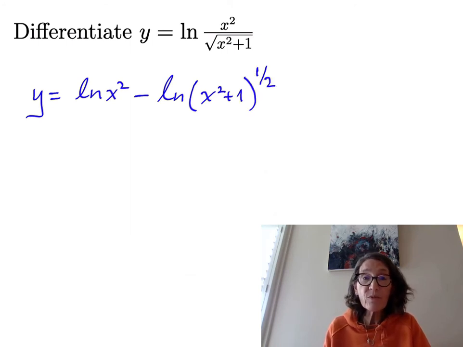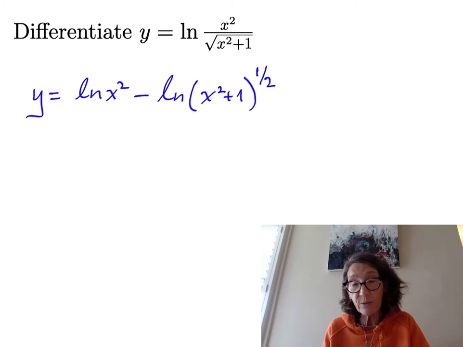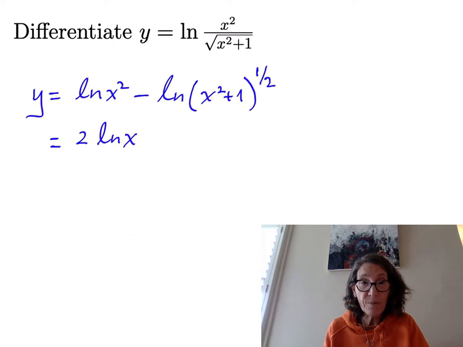So I'm rewriting the natural log of the quotient as the difference of two natural logs, but I've also rewritten the square root of x squared plus 1 as x squared plus 1 to the power 1/2. Now, I could differentiate now, but there's another thing I can do using properties of logarithms so that I don't have to use the power rule. I can bring down the exponent 2 in that first logarithm, and in the second one, I can bring down that exponent 1/2 in front of the natural log.